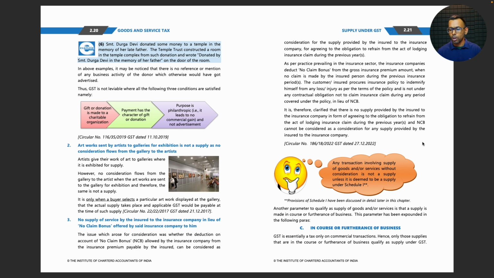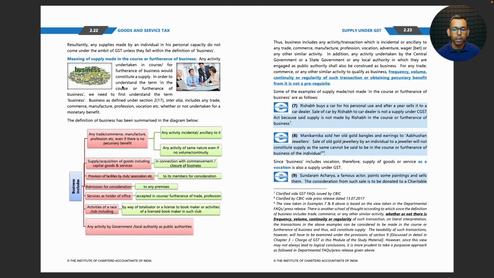Fine. Let us talk about the last limb of this definition: in course or furtherance of business. GST is essentially a tax only on commercial transactions. Hence, only those supplies that are in the course or furtherance of business qualify as supply under GST. Resultantly, any supplies made by an individual in his personal capacity do not come under the ambit of GST unless they fall within the definition of business.